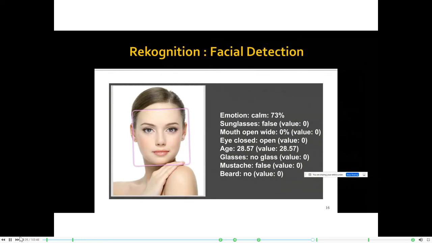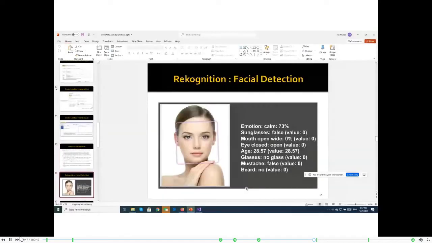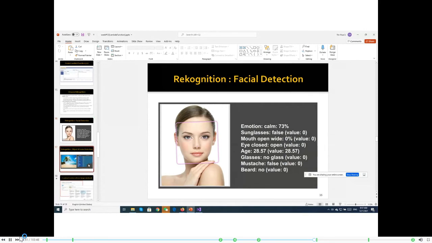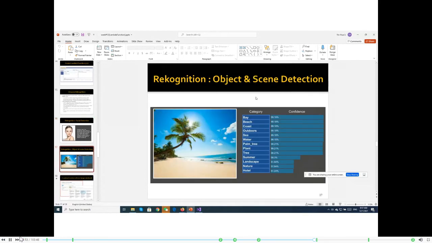So here is face detection, and here you can see labels. The emotion is calm, sunglasses no, mouth open wide no, eyes closed no, age, glasses, mustache, and beard no. So this kind of thing. And this is the object and scene detection.